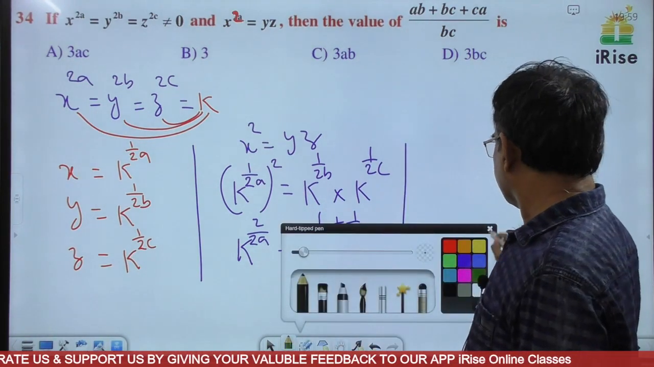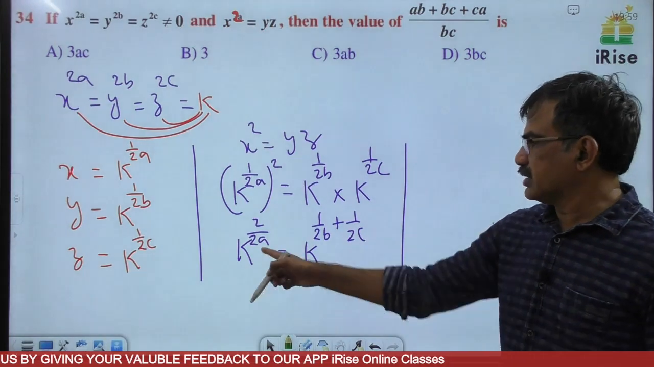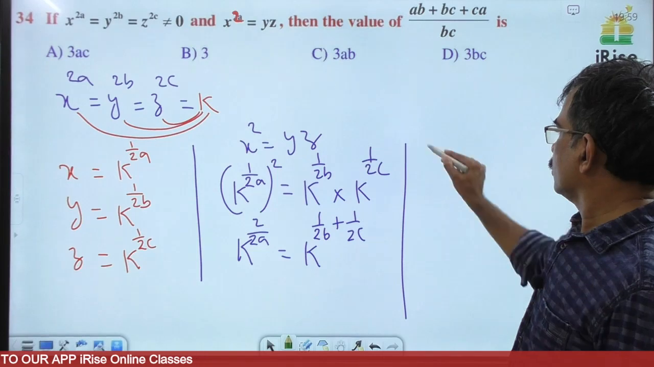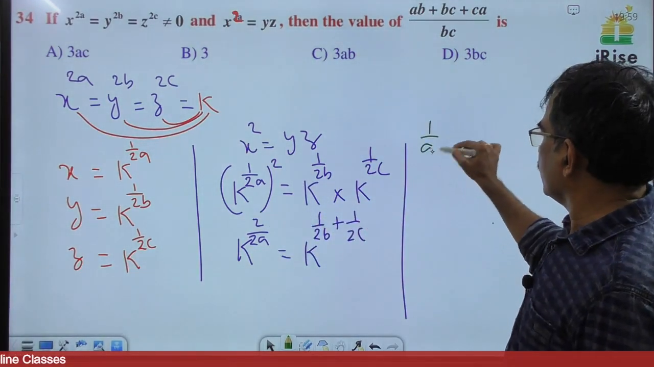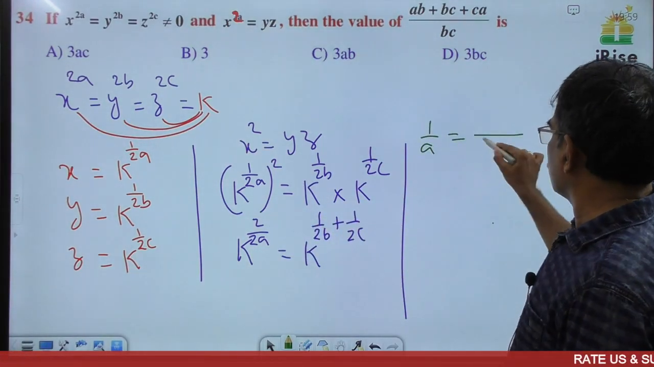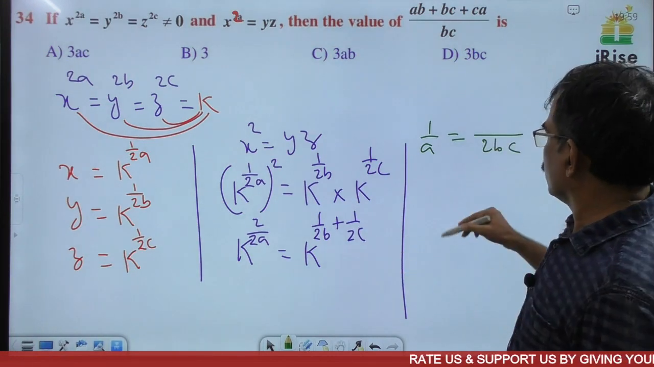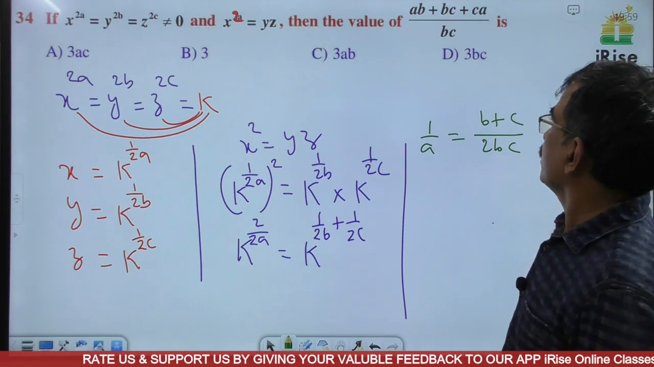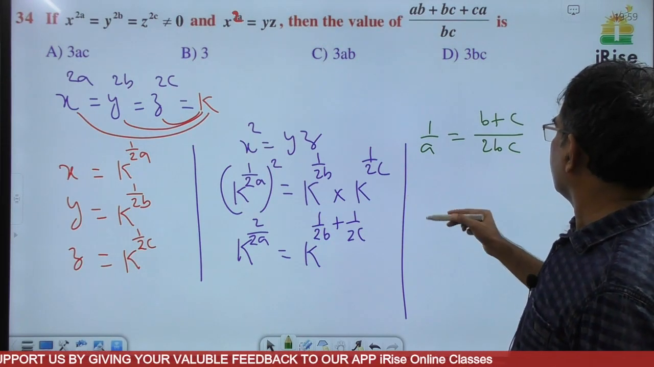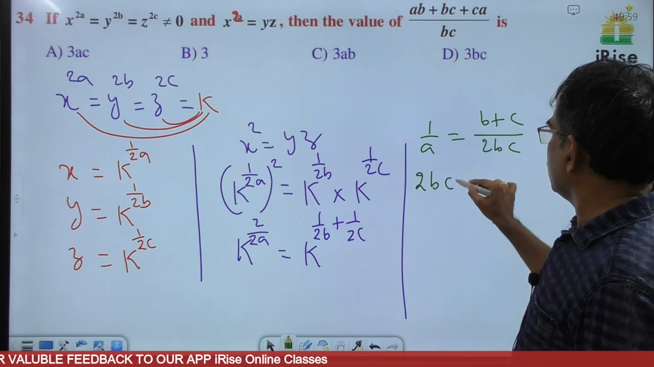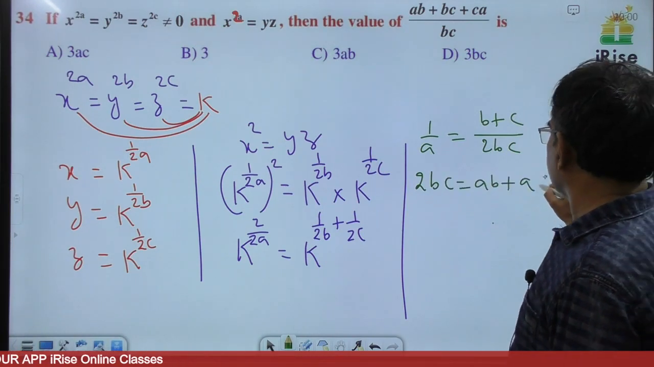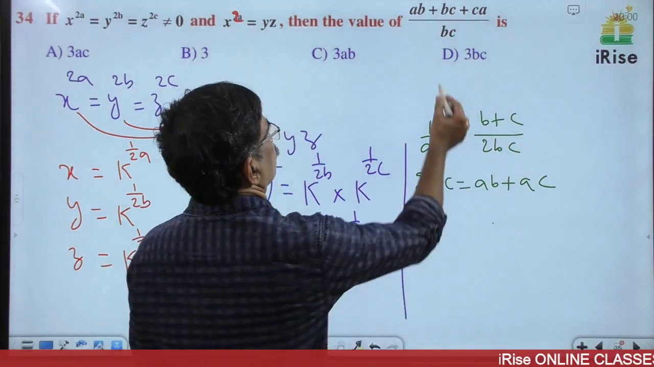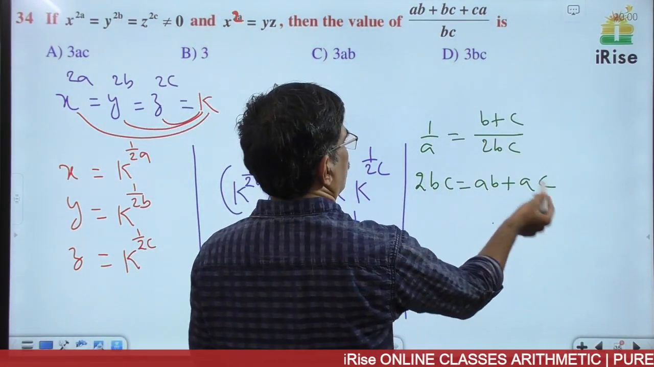Then what we get? Bases are same, equate the powers. Here 2 by 2a, nothing but 1 by a, is equal to, if you take LCM as 2bc, we get b plus c in the numerator. Just cross multiply, we get 2bc is equal to ab plus ac. 2bc is equal to ab plus ac.